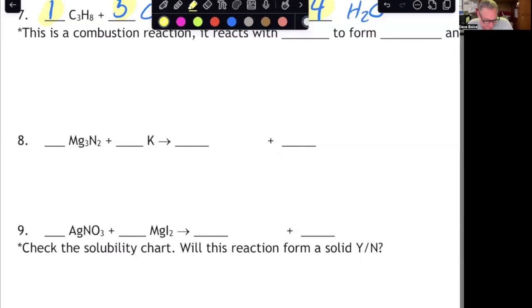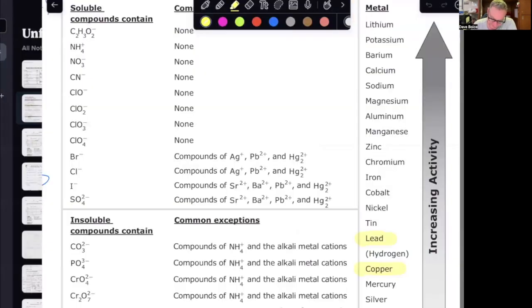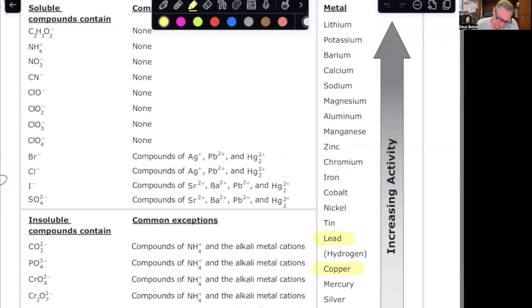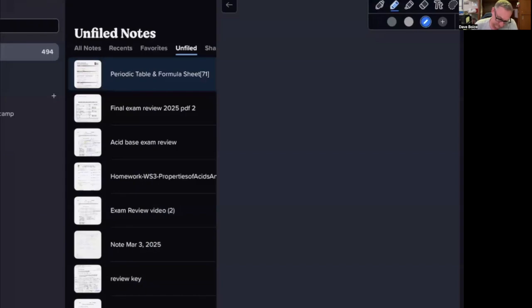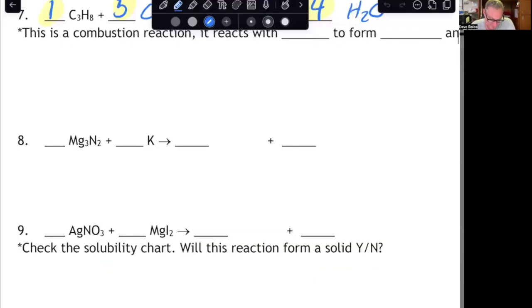Okay, Mg3N2 with potassium, special K. Is potassium stronger than magnesium? Stay tuned. Let's find out. Okay, here's magnesium. And I don't see potassium. Oh, there it is. Sorry. There's potassium right there. So yes, potassium is stronger than magnesium. Therefore, this is going to happen.